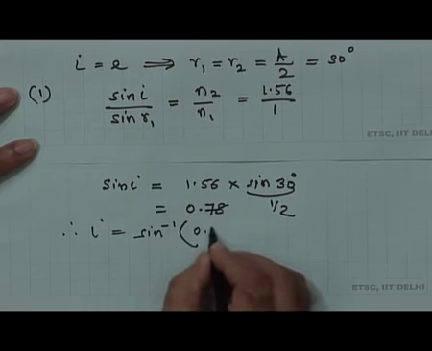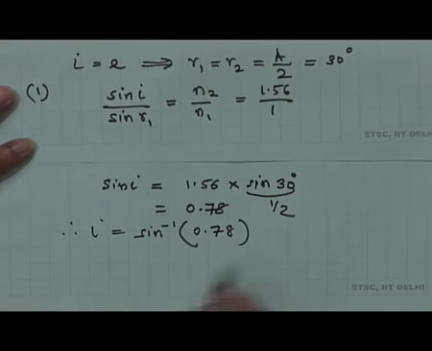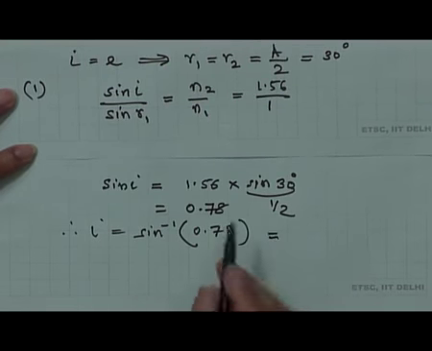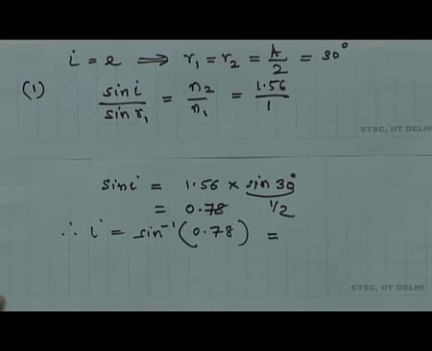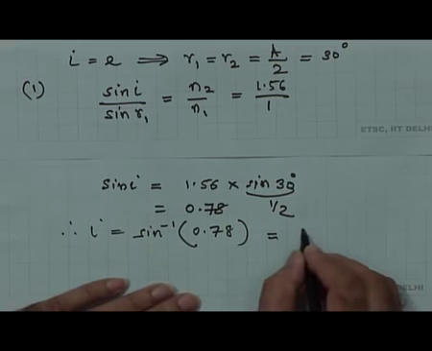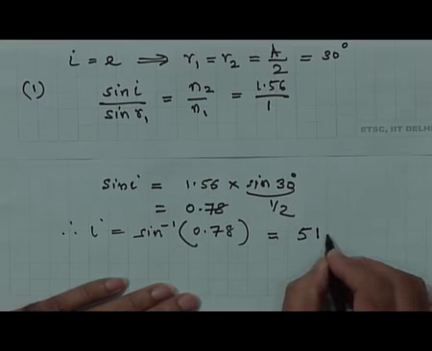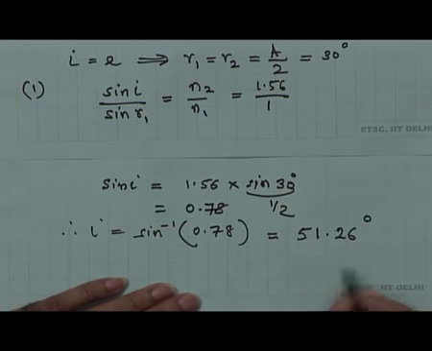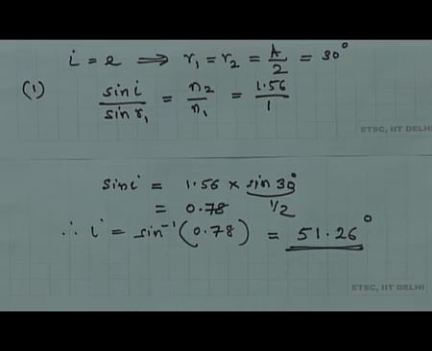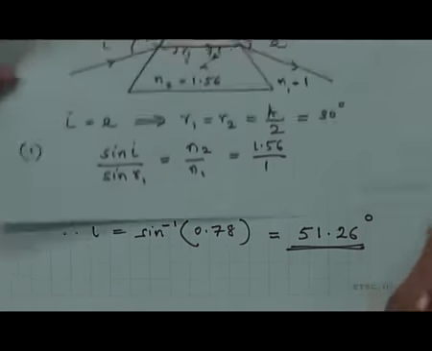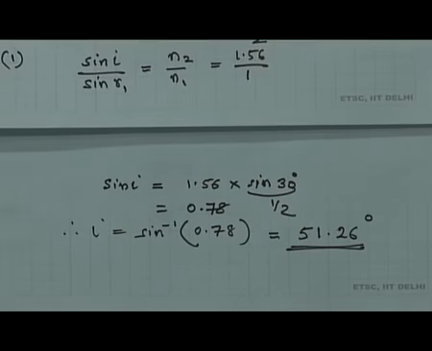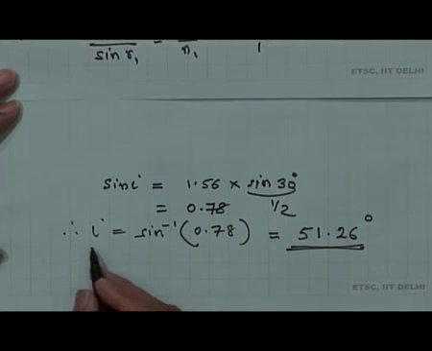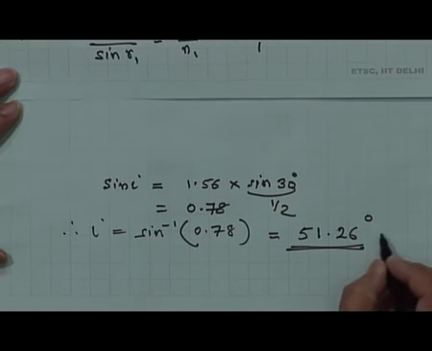Of course, you need a calculator to get the angle, but the numbers can be chosen in such a way that you sometimes do not need a calculator. So, this can be calculated and we get this as equal to 51.26 degree. I is equal to, that is this angle here, I comes out to be 51.26 degree. So, this is the first part, that is what should be the angle of incidence, I is equal to E.